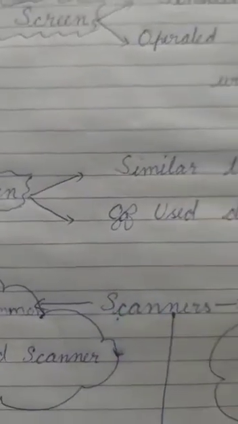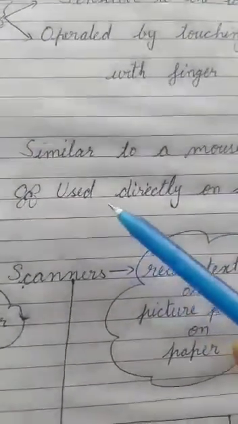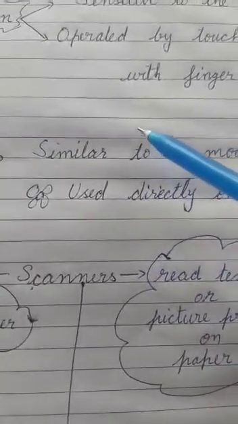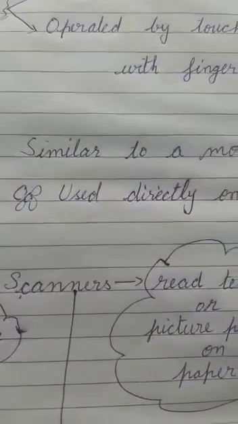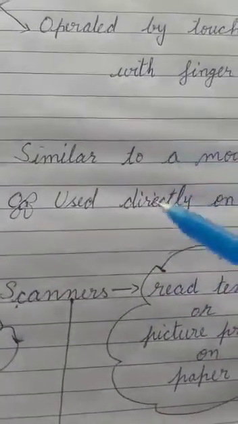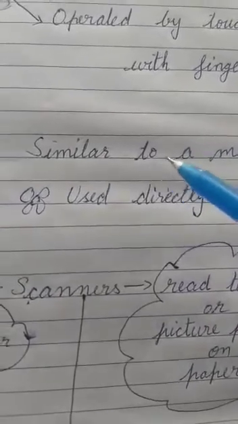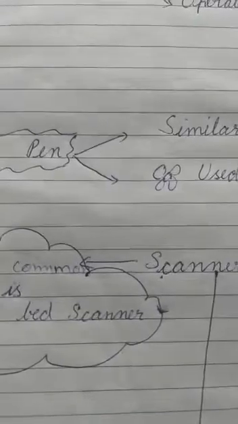It is just similar to a mouse, and the difference is that the mouse pointer is on screen and we have to operate it from the outside, but this light pen, it can directly be used on screens, right? So that is our light pen. Now the next device is scanner.